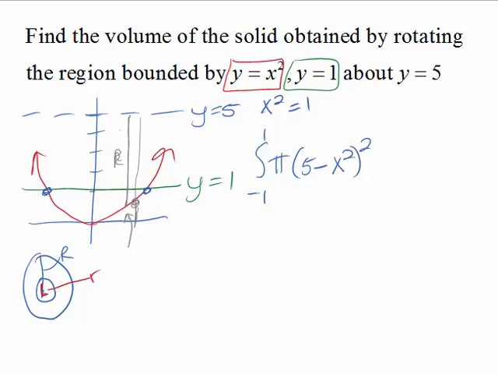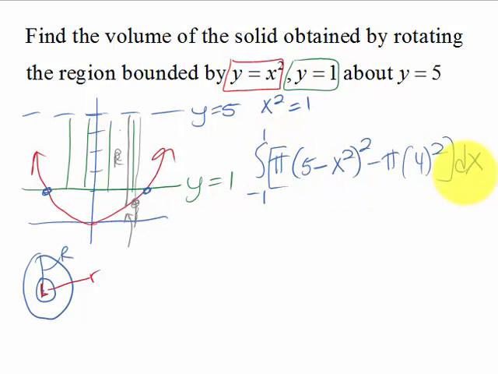Now we need the radius of the hole, and when we look at that, we see that the hole goes from here to here, and that's not going to change wherever we make our slice, because this is constant at y equals 1 and this stays at y equals 5. So it is that distance there, and the difference from 5 to 1 of course is going to be 4. So it's going to be minus pi little r, and little r then was 4, squared. And then our little thickness of our slice is dx.